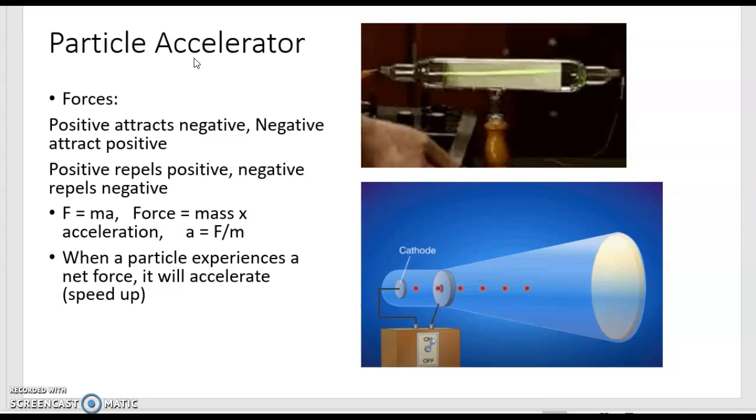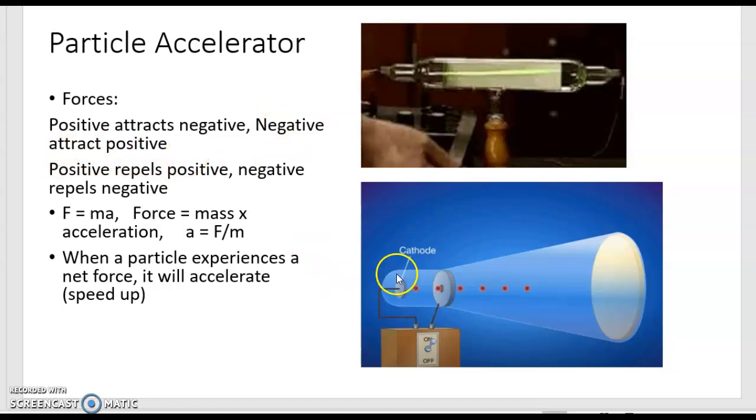And the way we can accelerate particles, if you look at this picture here, if we make one plate, let's say, negatively charged, if we had a buildup of electrons on here, and we made the other plate positively charged, well, we know that opposite charges attract. There's an attractive force between oppositely charged items. So for example, positively charged particles will attract negatively charged particles and vice versa. Negatively charged particles attract positively charged particles.